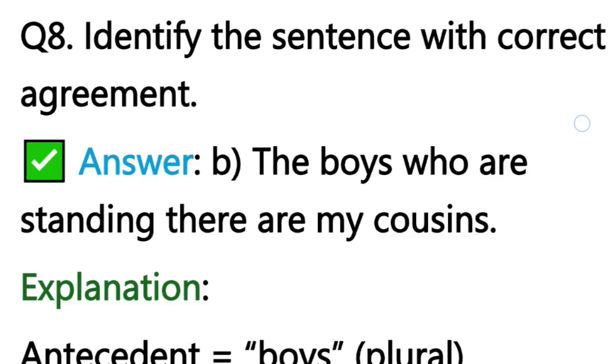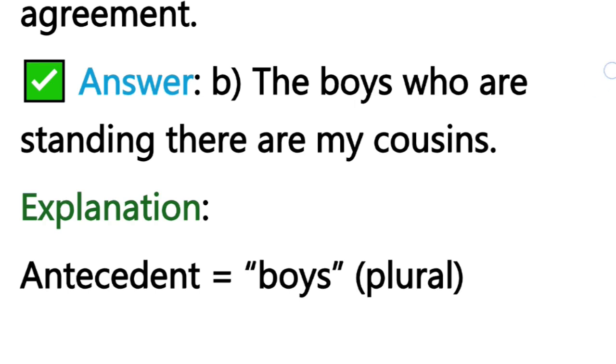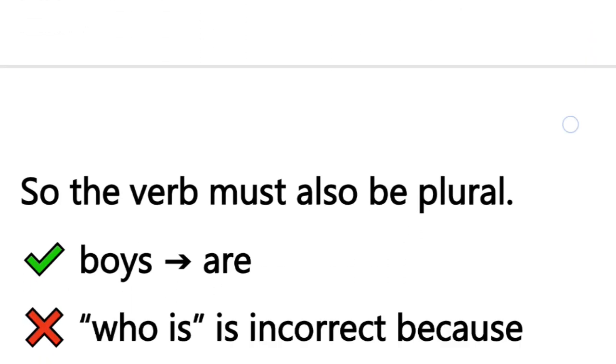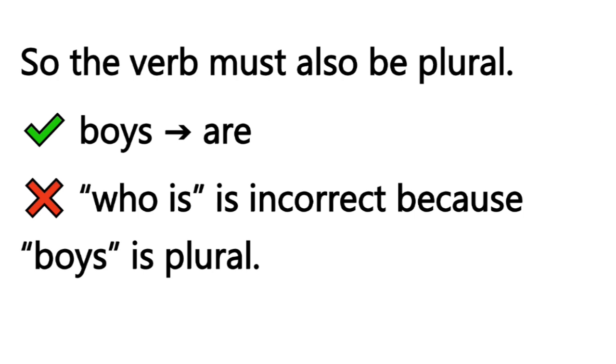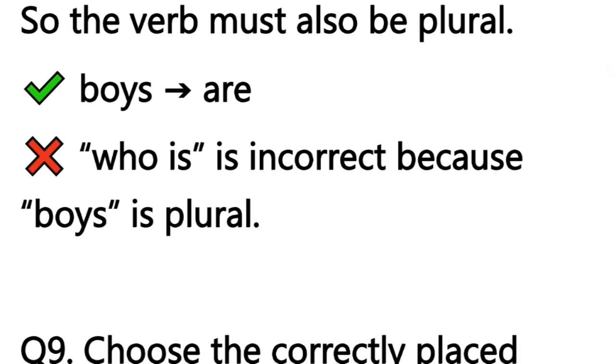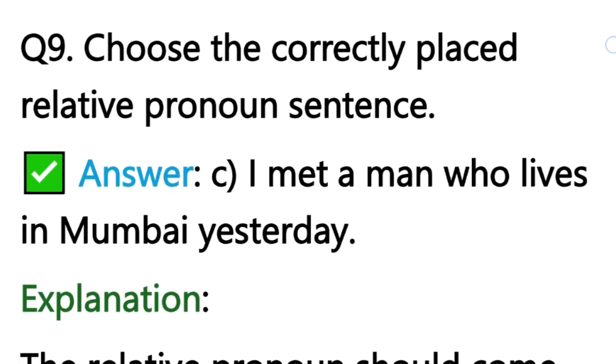Now question 8. Identify the sentence with correct agreement. And the answer will be option B. The boys who are standing there are my cousins. So over here the antecedent is boys, which is plural. So we have used a plural verb also with this, which is are. So the verb must also be plural. As we have discussed, boys will have are as plural. Who is incorrect because boys is plural, so we have to use a plural verb also, which is are.